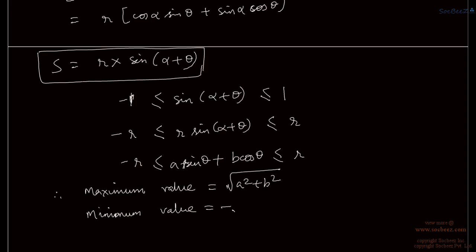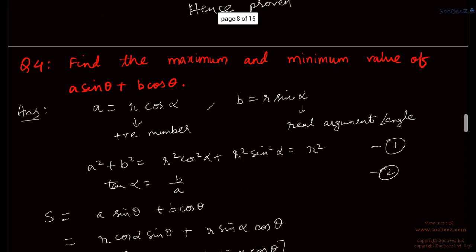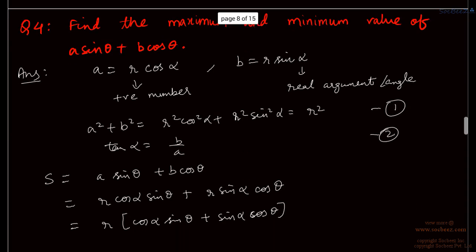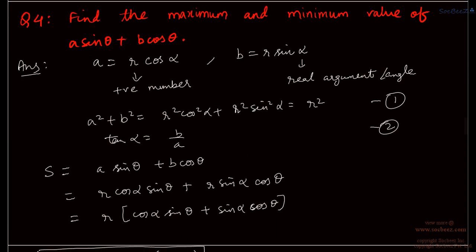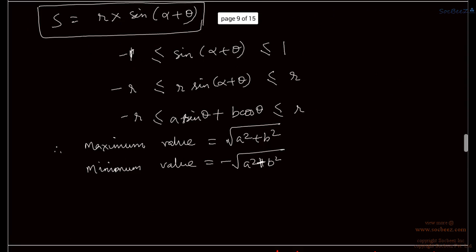Minimum value would be minus root of a square plus b square. So this is how we are supposed to do this question. It's pretty simple. We are just supposed to do the substitution. Once the substitution is done, it becomes fairly simple. So let's move to the next question now.